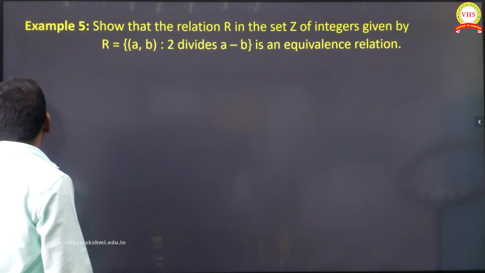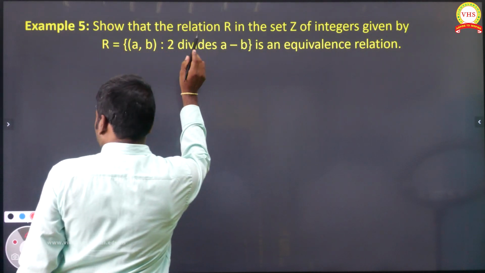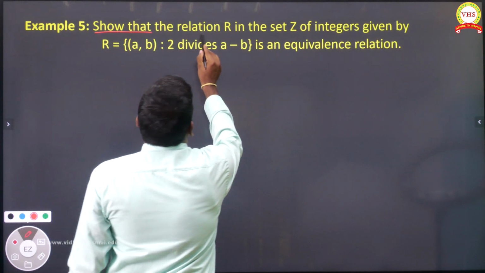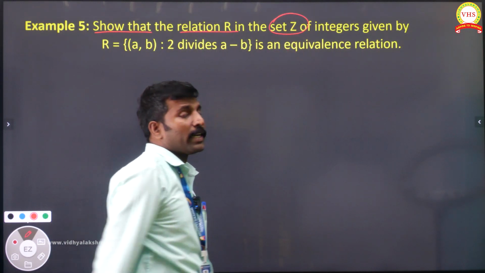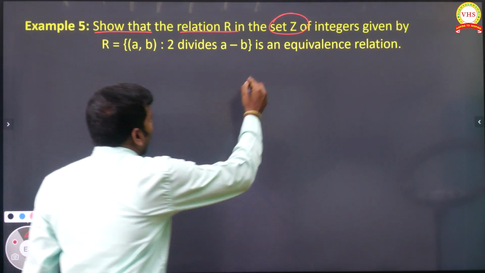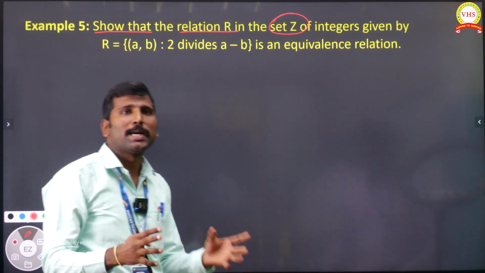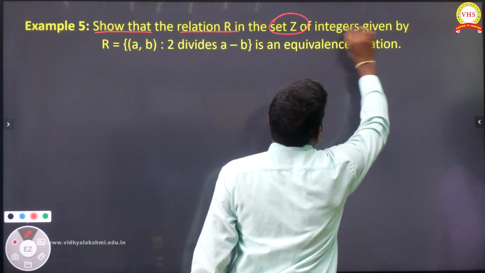See, this is example number 5. We are going to continue here. Show that the relation R in a set Z is given. The set given is the integers. Integer means it contains negative numbers, positive numbers and 0.